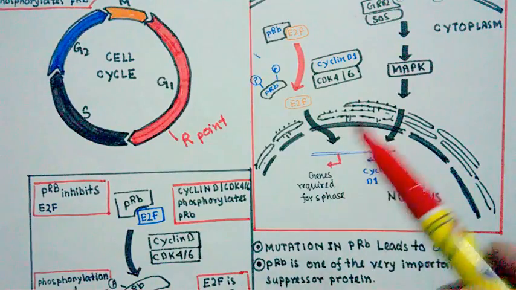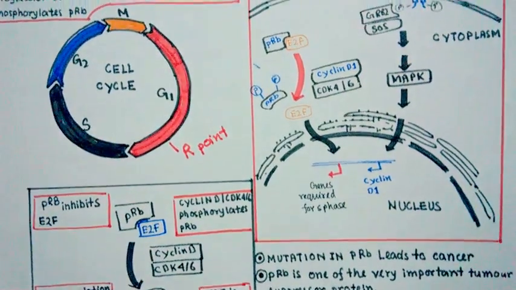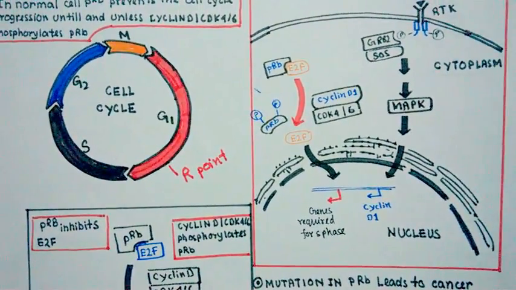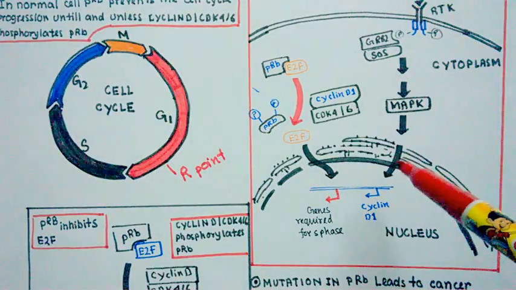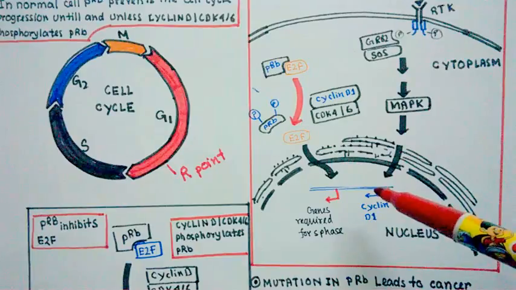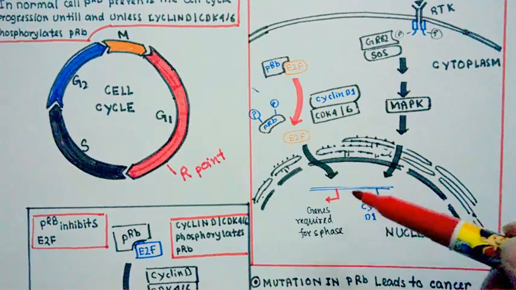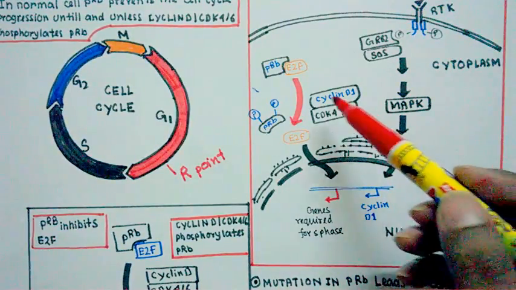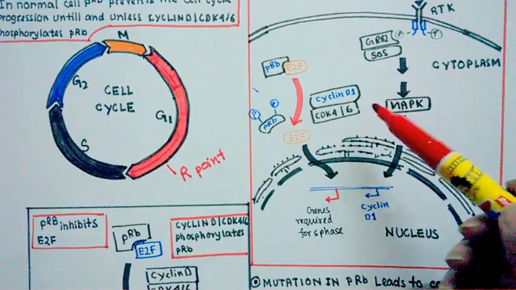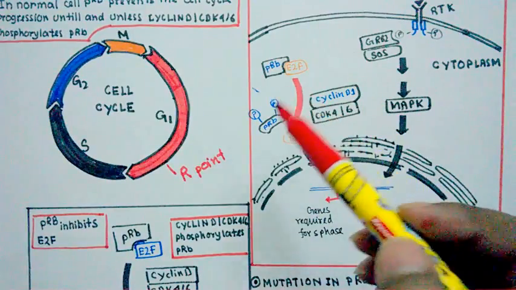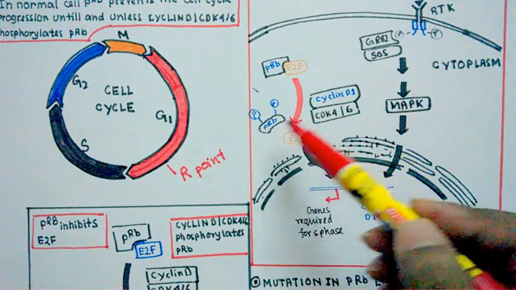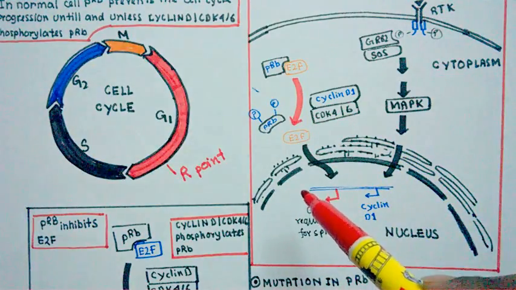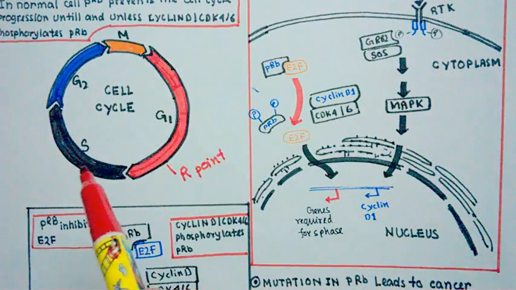And in cancers, cyclin D overexpression takes place. That means a lot of mitogenic signals ultimately lead to overproduction of cyclin D1. When cyclin D1 is overproduced, this cyclin D1 and CDK4/6 complex can phosphorylate pRB, and when pRB is phosphorylated, it's no longer functional, and E2F can do its job, and cell cycle progression can occur.